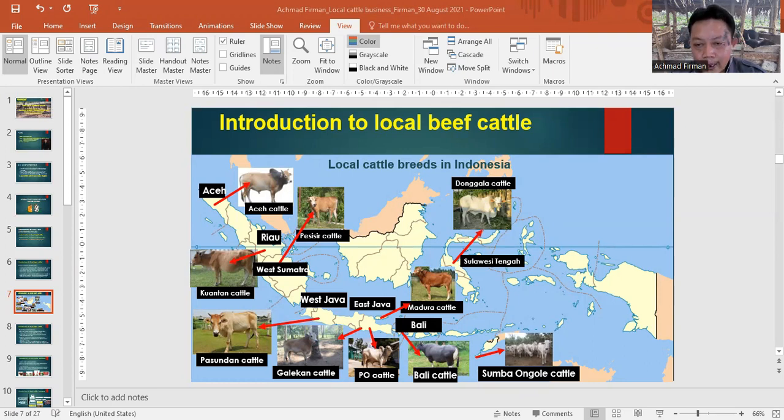Not only Aceh cattle, but also Kuantan cattle, Pasundan cattle, Galekan cattle, PO cattle or Ongole crossbreed, and Donggala cattle, and etc. All of these are the result of crossbreeding. You can see that the local cattle are very various in their local areas in Indonesia.